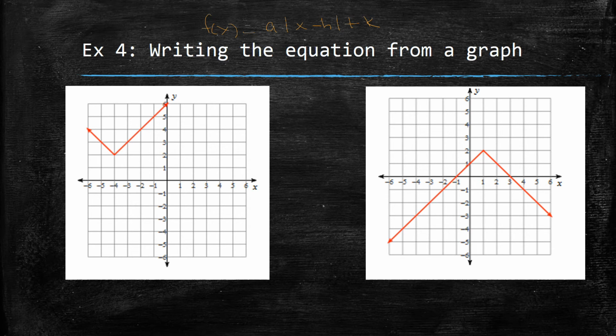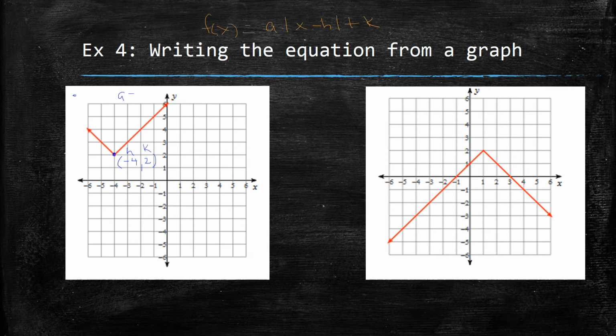So the first thing that you need to do is identify the vertex. Okay, so if we're looking at this first example over here, our vertex is right there. That's a minimum at the point -4, 2. Now remember that's your h and that's your k, and all you have to do is plug it into the equation.